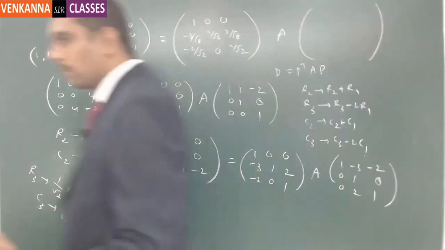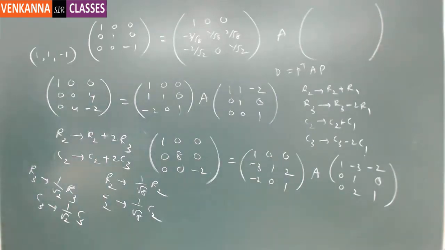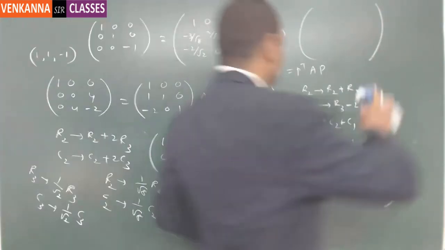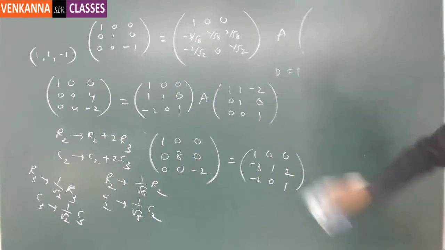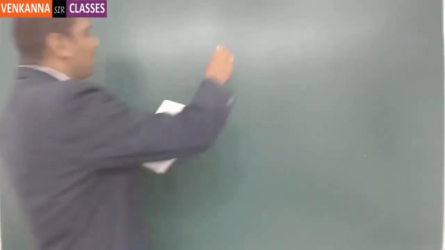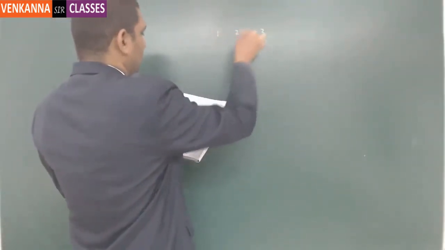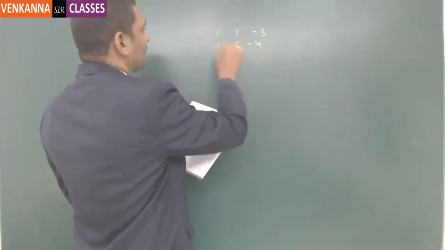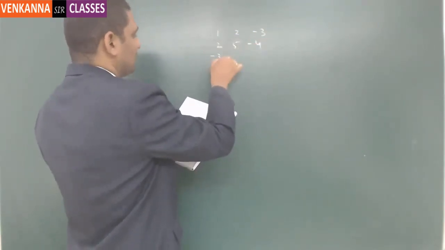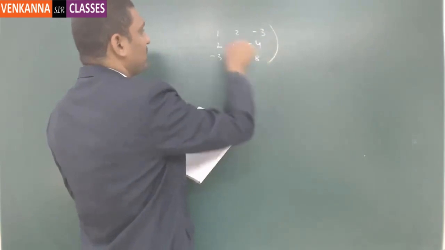I want to take one problem on this, which gives a knowledge of how to do it from the exam point of view. So this is the matrix: 1, 2, minus 3, 2, 5, minus 4, minus 3, minus 4, 8. This is my matrix.